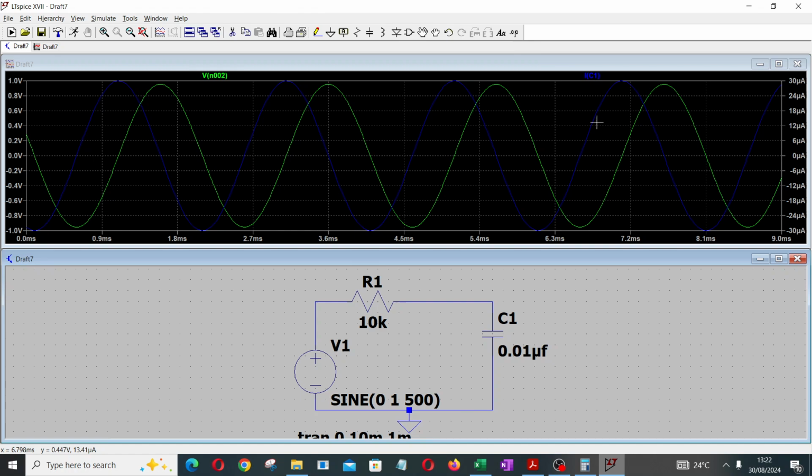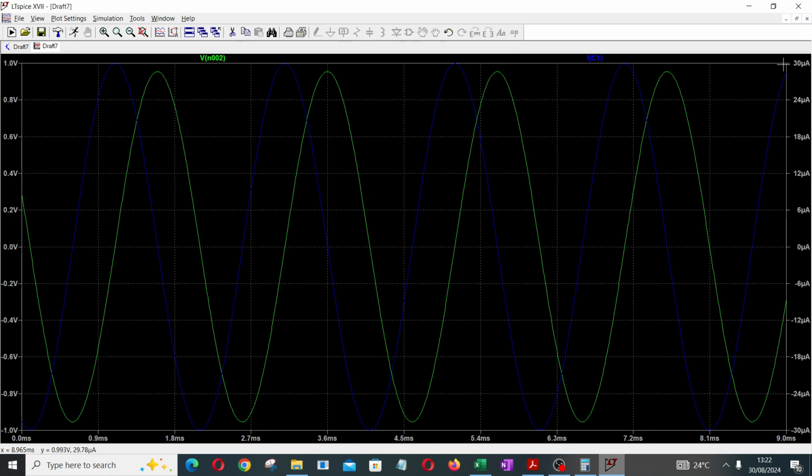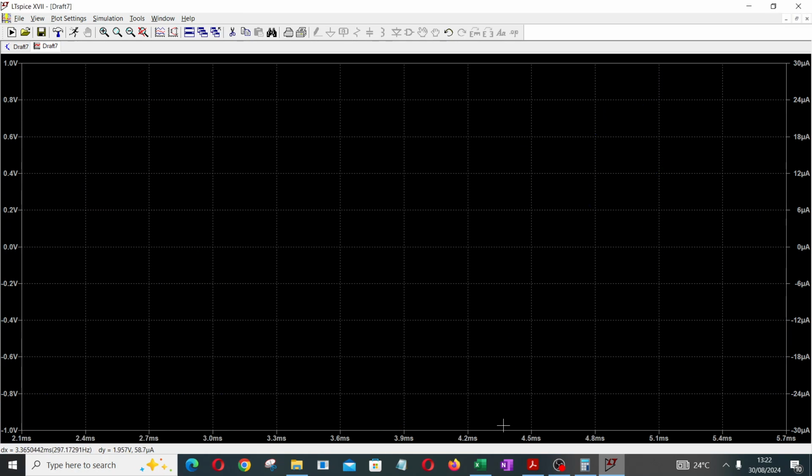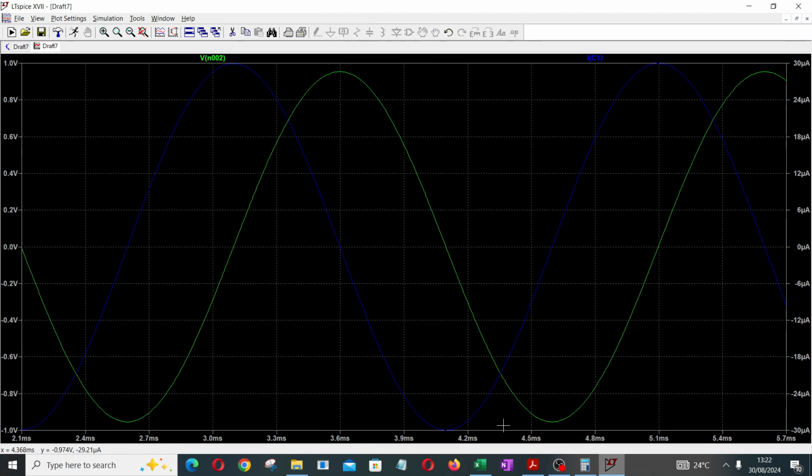So we now want to measure the phase angle. Let's try to maximize the wave. I want my work to be limited to at least one cycle. So this is the voltage, this is the current. The current is the blue, while the voltage is the green. So how do we measure that?